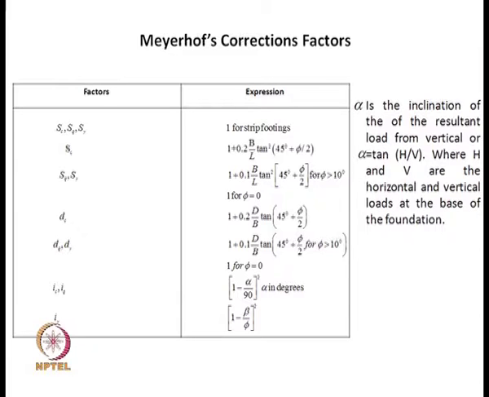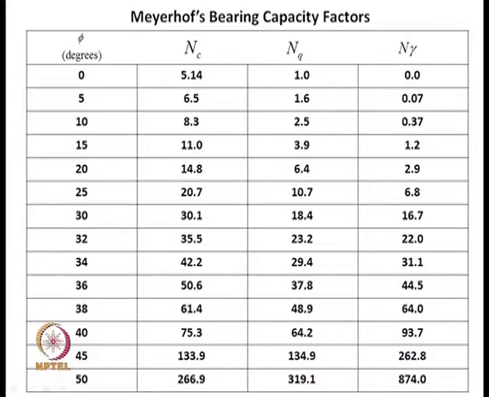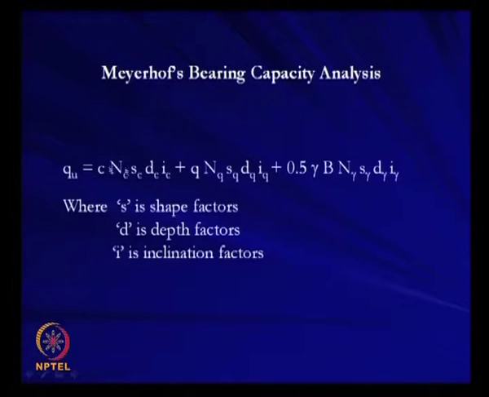So, if we know this alpha value and other different properties, then the dimension of the footing, we can determine these correction factors. And by using this table, corresponding to the phi value, we can determine the bearing capacity factors. If we know these correction factors and the bearing capacity factors, then finally by using this expression we can determine the ultimate load carrying capacity of the soil by considering the shape factor, depth factor and inclination factor of the footing.